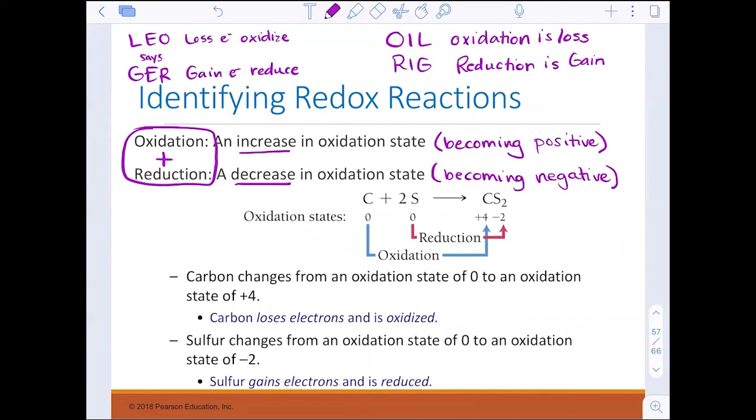Now, what is an oxidation state? It's going to be looking at the general amount of electrons on the reactant and comparing it to that of the product. Notice here, what we are looking at is how carbon changes from a 0 oxidation state to a +4. 0 going to +4 is becoming more positive. That must mean carbon lost electrons. So it's oxidized. On the other hand, sulfur going from 0 to -2 is becoming more negative, or reduction, reduced.